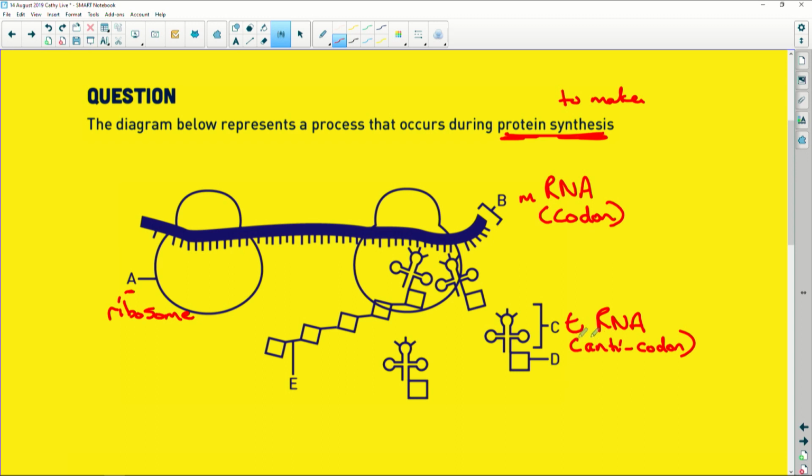All right. What is D? D is what does transfer RNA carry? It carries little amino acids. And E is that bond there. So it's the bond between amino acids, which means it is a peptide bond.